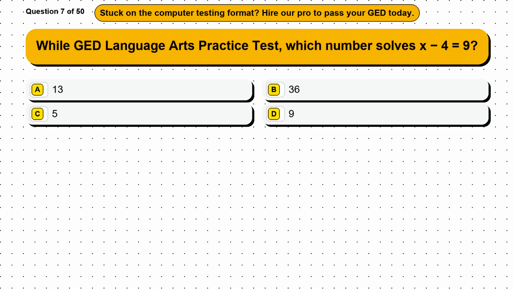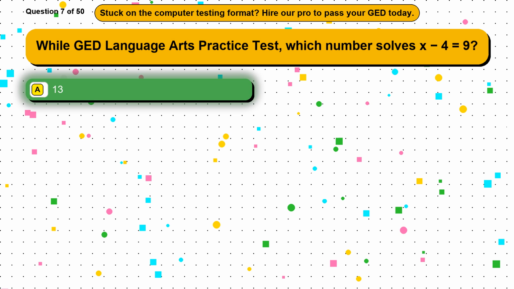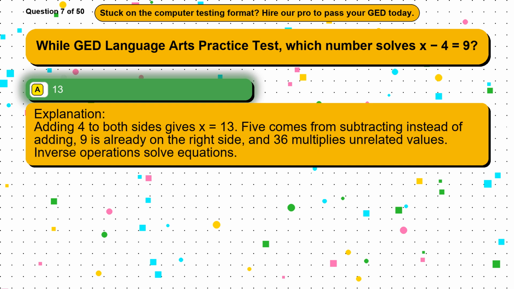Question 7. While GED Language Arts Practice Test, which number solves x - 4 equals 9? Option A, 13. Option B, 36. Option C, 5. Option D, 9. The correct answer is option A, 13. Adding 4 to both sides gives x equals 13. 5 comes from subtracting instead of adding, 9 is already on the right side, and 36 multiplies unrelated values. Inverse operations solve equations.